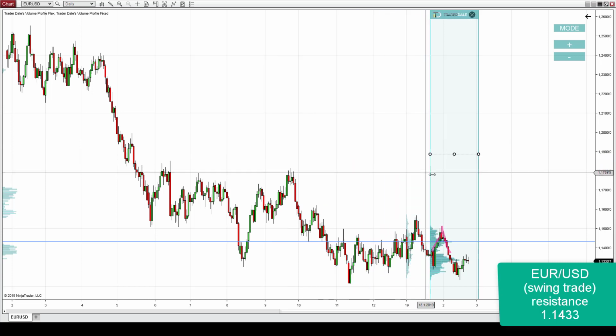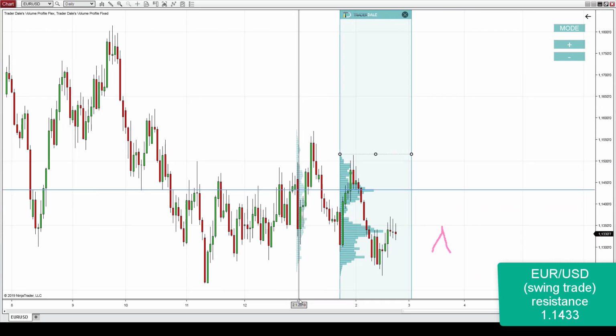And if you look at the rejection like this, then you can see that the heaviest volumes within the rejection were accumulated right there. So this is a pretty strong level to go short from. This is a pretty strong resistance zone.